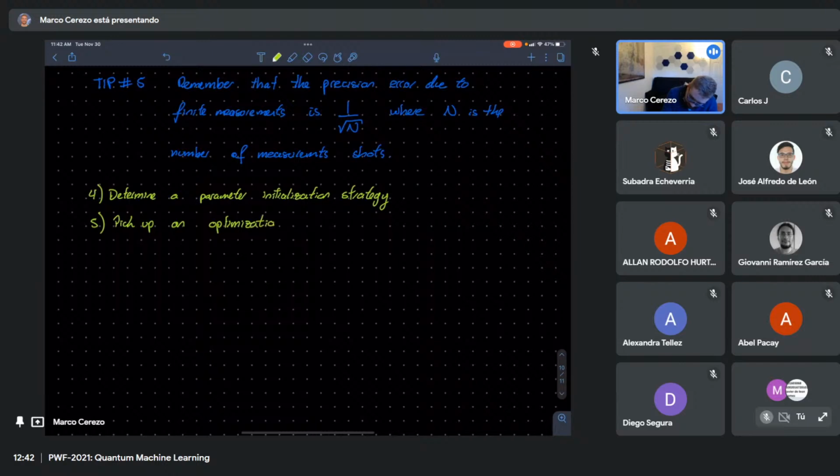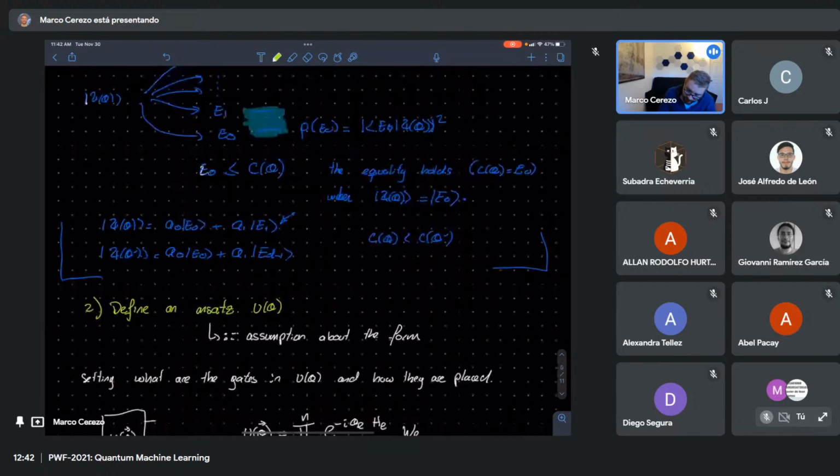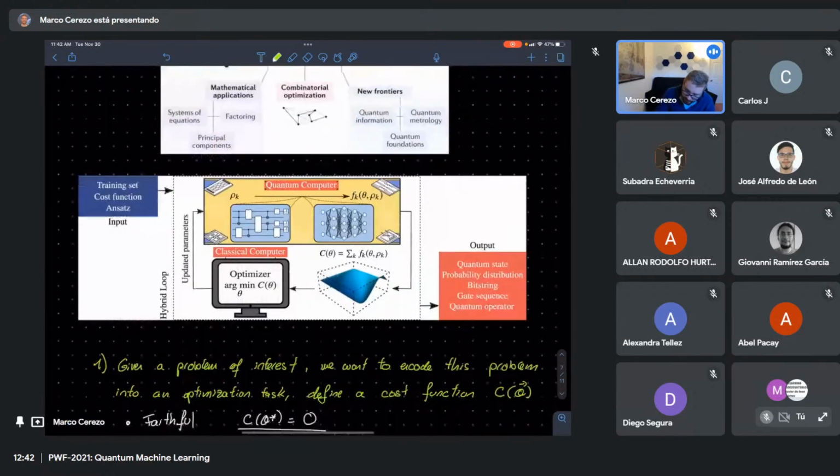What is the method that I'm going to be using in this hybrid model that we have right here to train the parameters? So let's look at what we've had right here. Let's try to break down this picture. We have a cost function. We've already seen different ways in which we can define it.